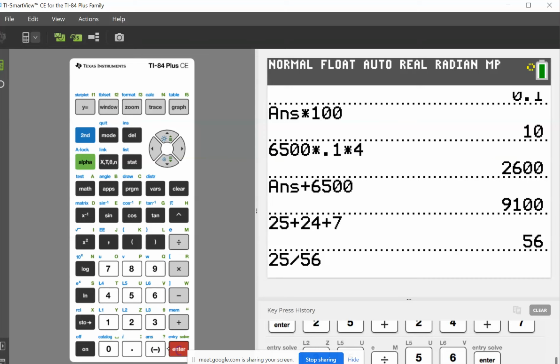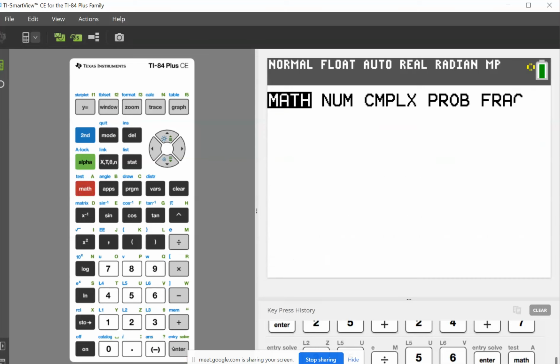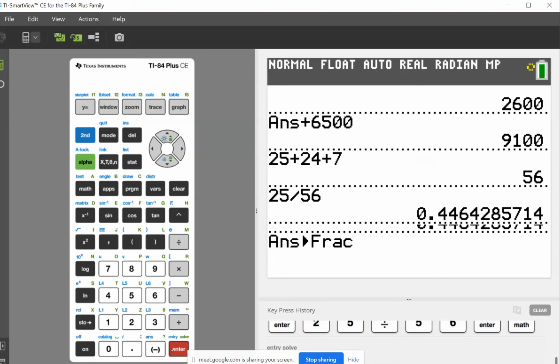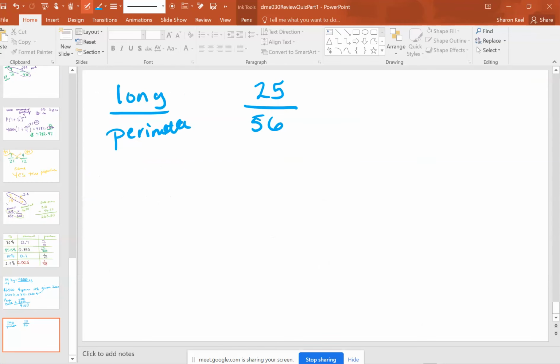We're going to check that and see if we can reduce it. 25 over 56. I'm going to press math and enter twice. And it does not reduce any further. So that would be the ratio of the longest side to the perimeter.